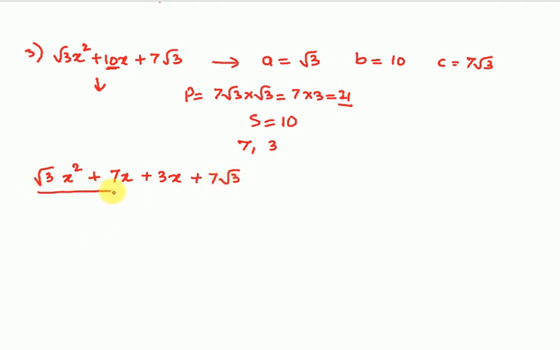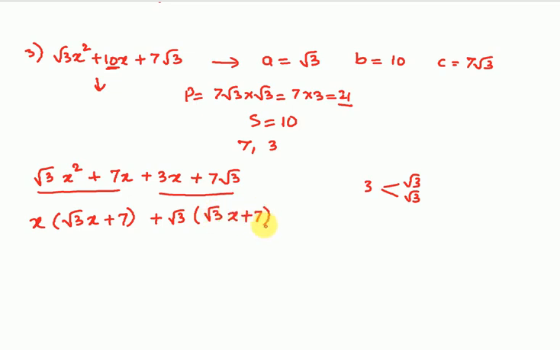So now we have to factorize them separately. Root 3x square plus 7x, common factor is x. So left terms are root 3x plus 7. Here now 3x and 7 root 3, common factor is root 3. As we know, 3 written as root 3 into root 3. So root 3 into root 3x plus 7 root 3. We can take root 3 common. So left out is root 3x plus 7. Common factor root 3x plus 7. Left out terms x plus root 3. So these are the two factors.